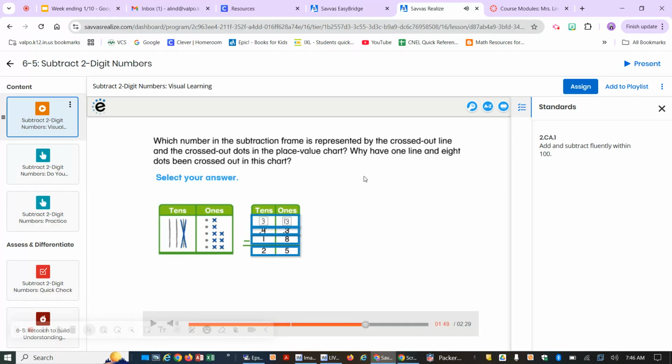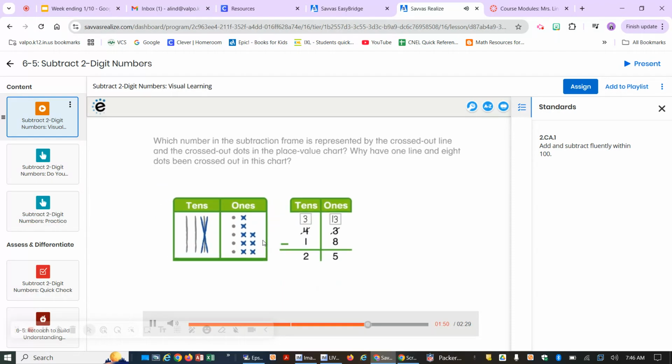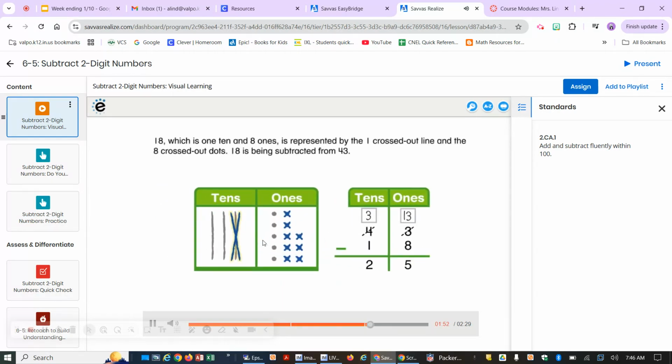Select your answer. Okay, we were asked which number is represented by those crossed out lines. Nope. If that's what you were thinking, try again. Tricked ya. Aha! It's the number we subtracted. 18, which is 1 ten and 8 ones, is represented by the 1 crossed out line and the 8 crossed out dots. 18 is being subtracted from 43.